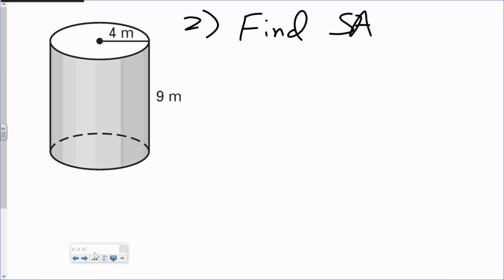This is example 2. I'm going to put find SA in capital letters. What does SA stand for? Extra stamp. Thank you. Alvarez is on fire. He's already got two extra stamps. What's the matter with you guys? Wake up.